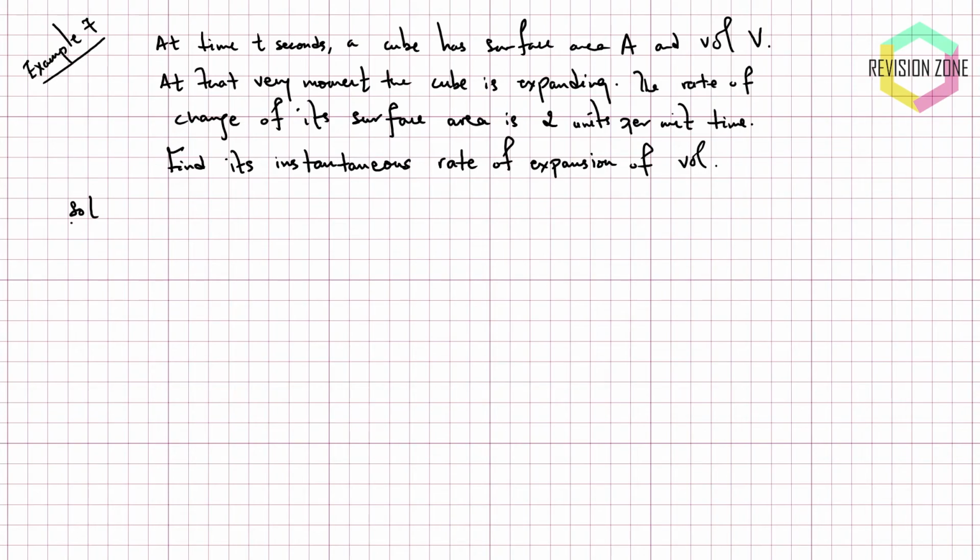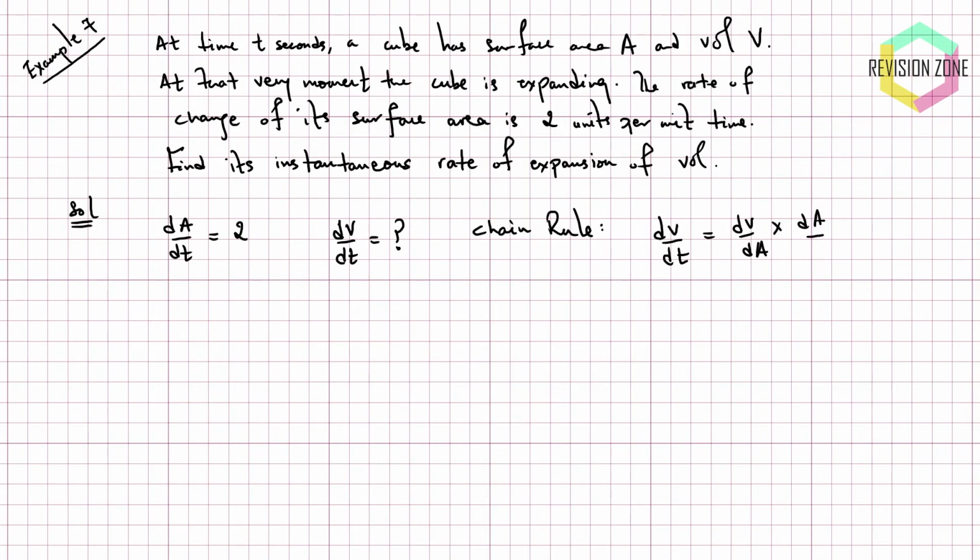Let's think about a solution. So we know that the rate of change of the surface area with respect to time is 2. I'm not going to worry about the units. And we need to work out the rate of change of volume with respect to time. This is what we need to work out. So how are we going to relate A to V, and of course we know that ultimately all of this is tied up to some sort of t. We can do this by using the chain rule. So we can say dV by dt can be written as dV by dA times dA by dt. Okay, so what I need to work out is dV by dA.